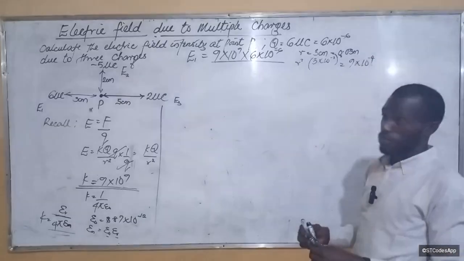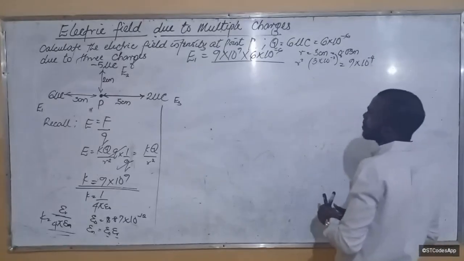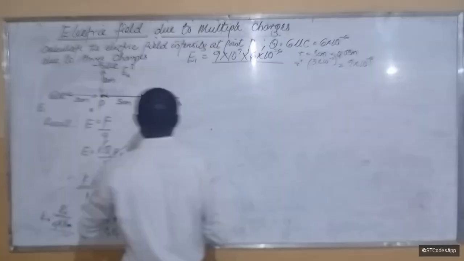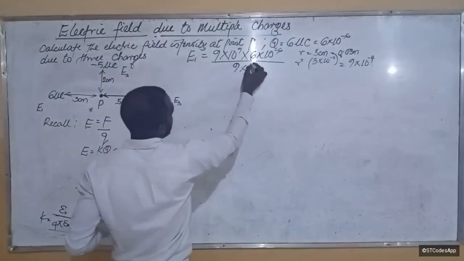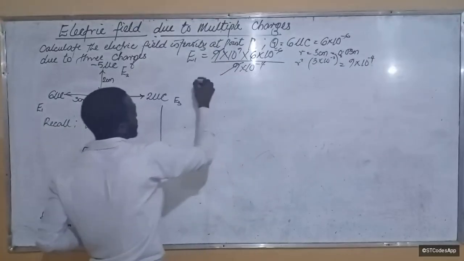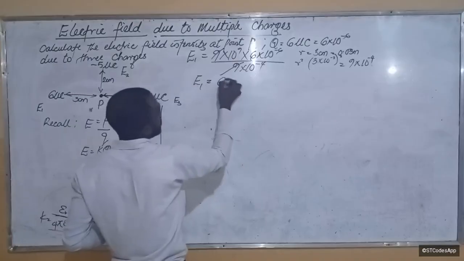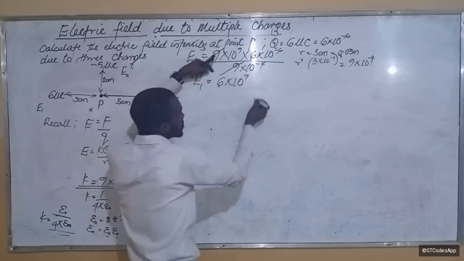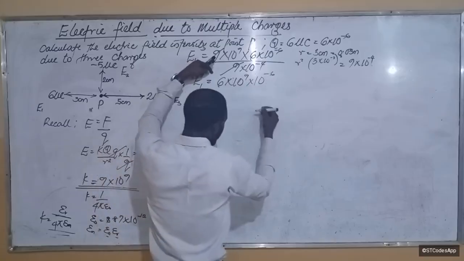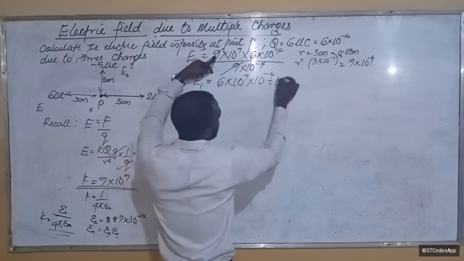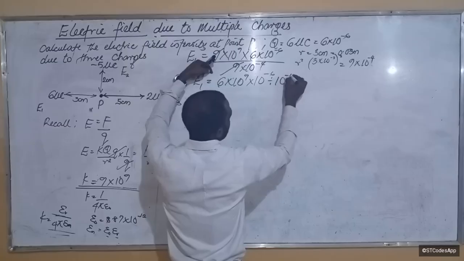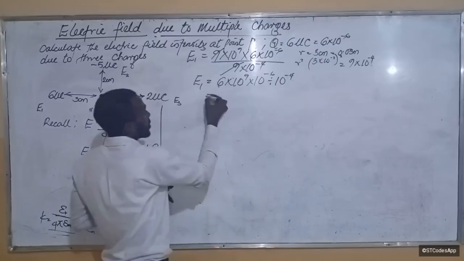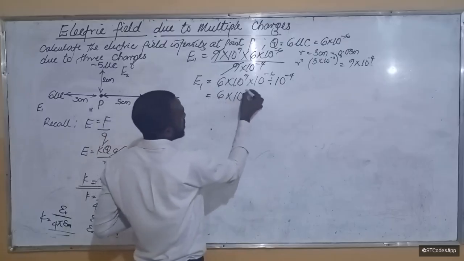In other cases, I'll just give you the r squared directly. Is that clear? So r squared here is 9 times 10 to the power minus 4. This takes care of this. And E1 becomes 6, which is left alone here, times 10 to the power 9, then times 10 to the power minus 6, divided by 10 to the power minus 4. I hope you understand this. So our E1 becomes 6 times 10 to the power 9.